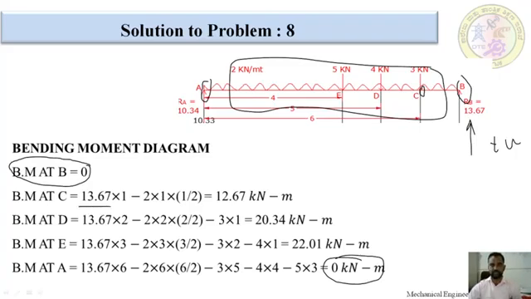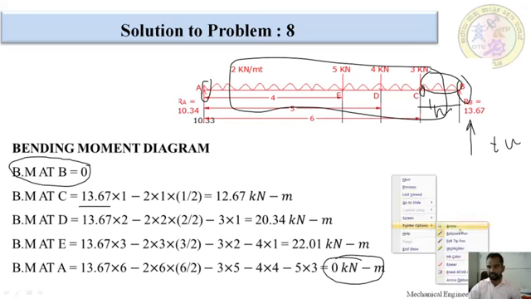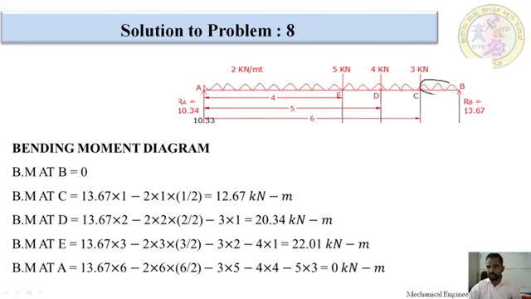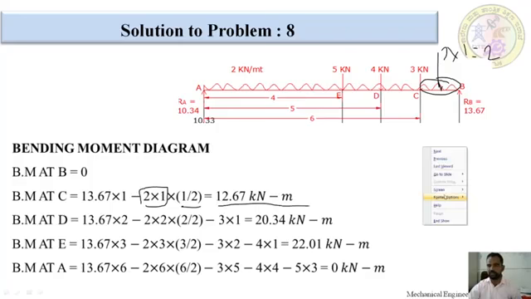Positive 13.67 into this distance, this is 1 meter. Up to here we are having 1 meter, 13.67 minus. Minus is this UDL, up to this UDL only we have to take, because we are calculating up to this point only. This is the half of the component UDL. 2 into 1 is equal to 2 kN. Half of this, 1 by 2. 2 into 1 is the conversion of UDL into point load, and half of this is 1. The value is 12.67 kN meter. Up to here we have completed.